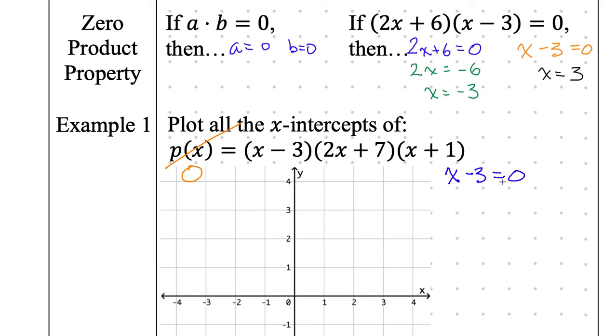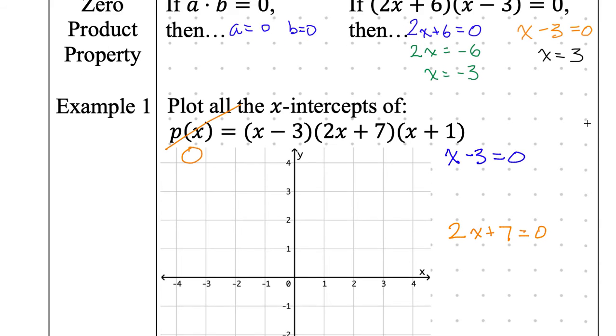The second thing I set equal to 0 is what, Anna? 2x plus 7. 2x plus 7 is equal to 0. And finally, what else do I set equal to 0? Nice, easy XP. What is the third and final thing that I set equal to 0? Yes, Caroline.